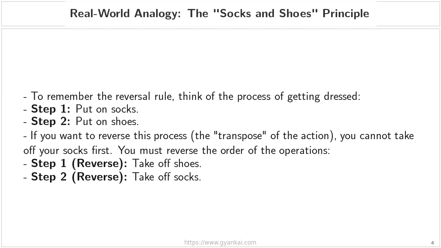Now, if you want to reverse this entire process, which we can think of as the transpose of the action, you will find that you cannot simply reverse the individual steps in the same order. You cannot take off your socks first because your shoes are currently covering them. To successfully undo the process, you must reverse the order of the operations. First, you must take off your shoes, and only then can you take off your socks.